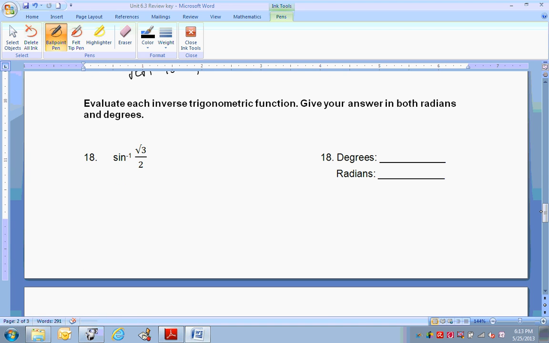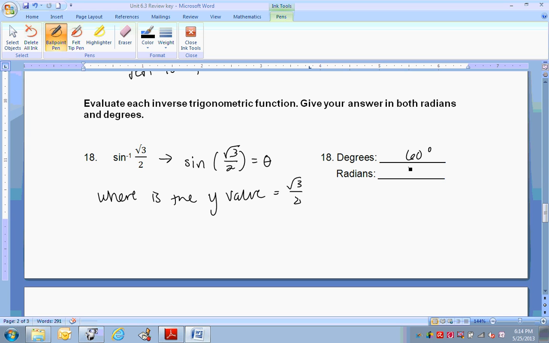Okay, now they want us to evaluate on 18 and 19 the inverse trigonometric functions, and they want us to give our answer in both radians and degrees. Well, sine inverse of the square root of 3 over 2 becomes sine of theta equals the square root of 3 over 2. Another way of asking that is, where is the y value, since sine is y, equal to the square root of 3 over 2? Well, that's at 60 degrees, and 60 degrees is equivalent to pi over 3.